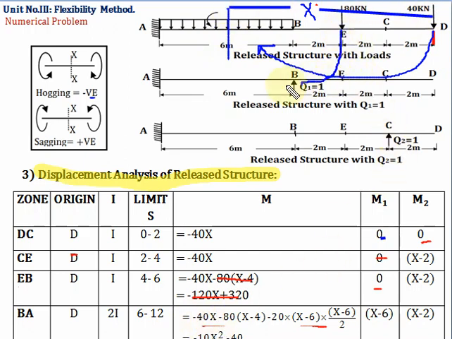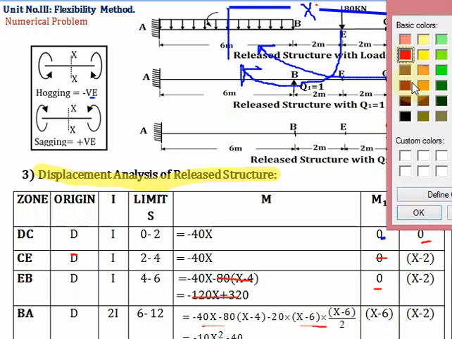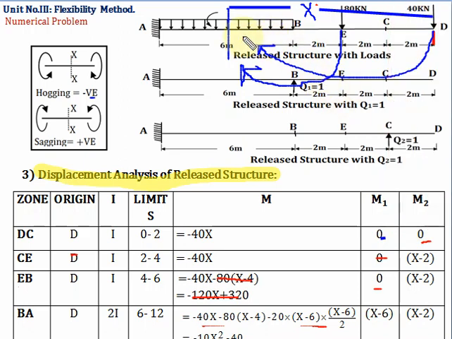So next will be, we'll change the color here. Okay, no problem. So 80. Now here you have to calculate this distance. So this distance will be equal to x minus 4. So 80 into x minus 4. So total distance is x minus 4. So we'll get minus 80 into x minus 4.